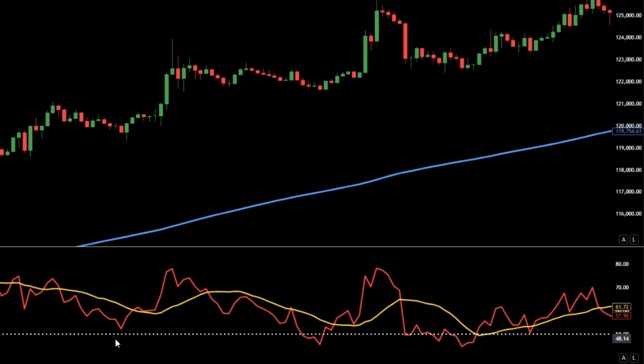Then something important happens. The RSI red line, which was moving sideways for a moment, crosses above its moving average yellow line. This tells us that short-term momentum is accelerating again in the direction of the main trend. When the candle closes after the crossover, this is our confirmation and we enter a buy trade.